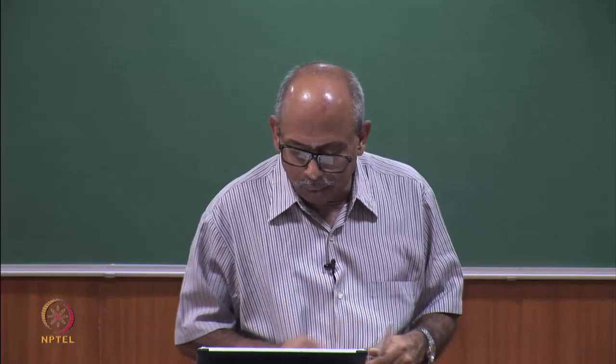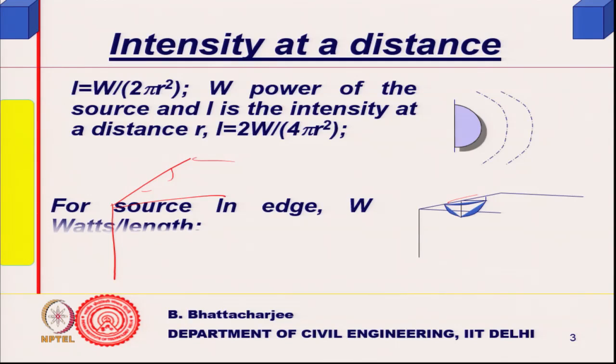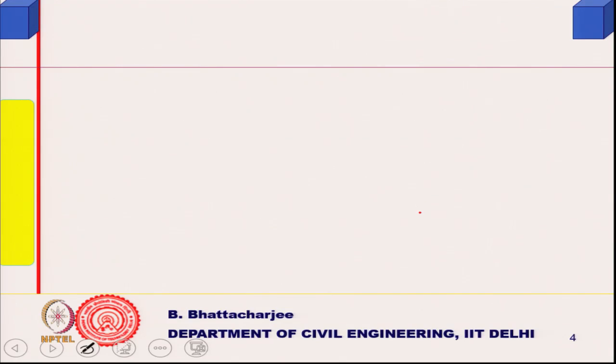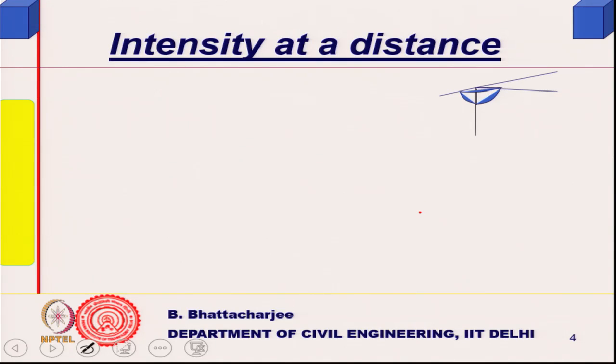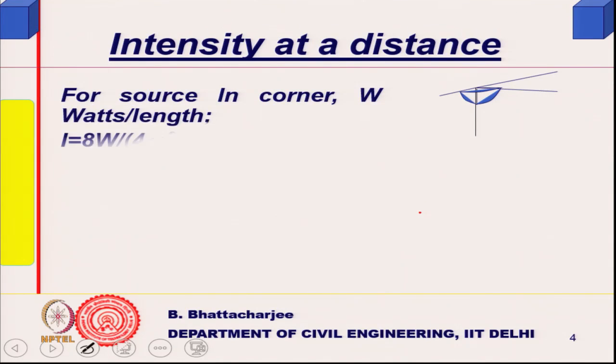So it will go through the quadrant only, and for a source on the edge, the factor was 2, now here I put in 4, because it will go through only 1/4 of the sphere. And if I put it in this corner, it will be 1/8. So if I put it in this corner, it will be 8W divided by 4 pi r squared.